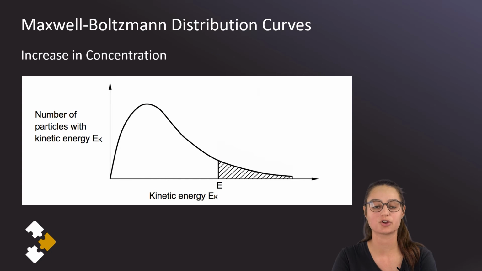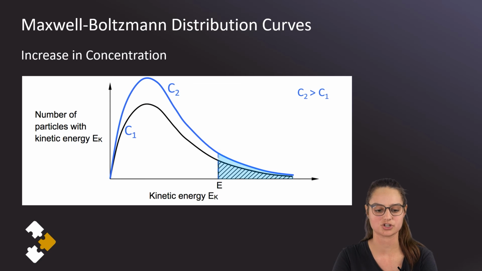And what happens if we increase the concentration? You can see here that concentration 2 is greater than concentration 1. And again, if we look at our graph, our shaded blue part shows that more particles are going to have sufficient kinetic energy for effective collisions to take place, and this increases our rate of reaction.